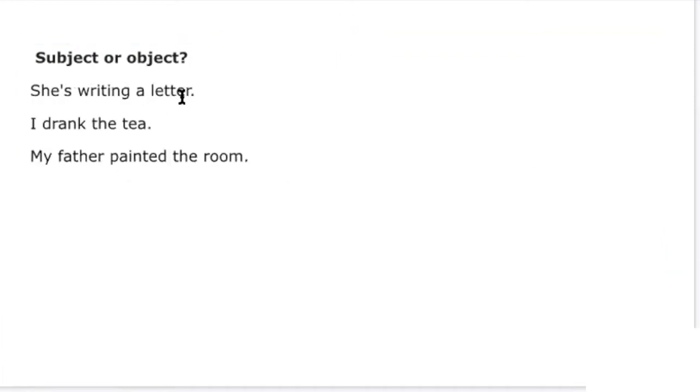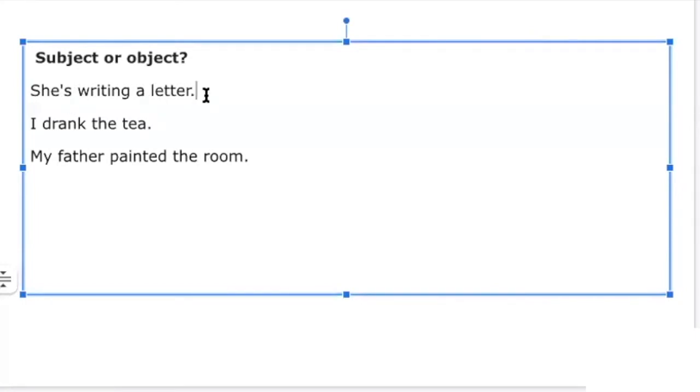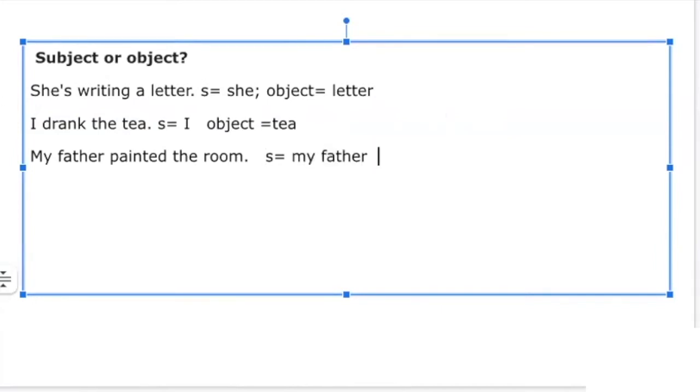We'll do these examples. She's writing a letter. What is the subject here? She. Good. The object? Letter. Yes, the object is letter, and the verb is writing. Good. All right, I drank the tea. The subject is I, the object is the tea, and the verb is drank. Very good. And my father painted the room. What's the subject? My father. And then the object is? The room. Okay.